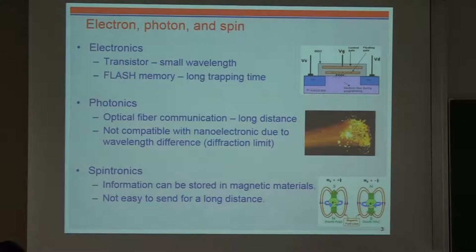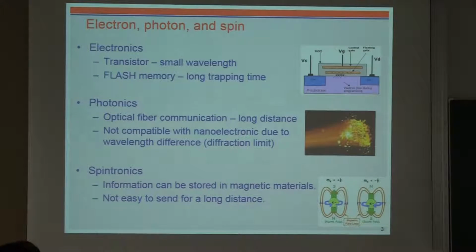Right? So if you look at three possible quantities we can utilize for devices, number one is electronics, which really governs the modern electronics industry to make transistors and memories. If you look at a transistor, the electron has a very small wavelength, so you can condense it into a very small form factor. In terms of flash memory, we can trap electrons in a very small regime. Once we trap the electron in the floating gate, we can maintain it for a long enough time, so we can make a useful memory. This is the very unique property of electrons.